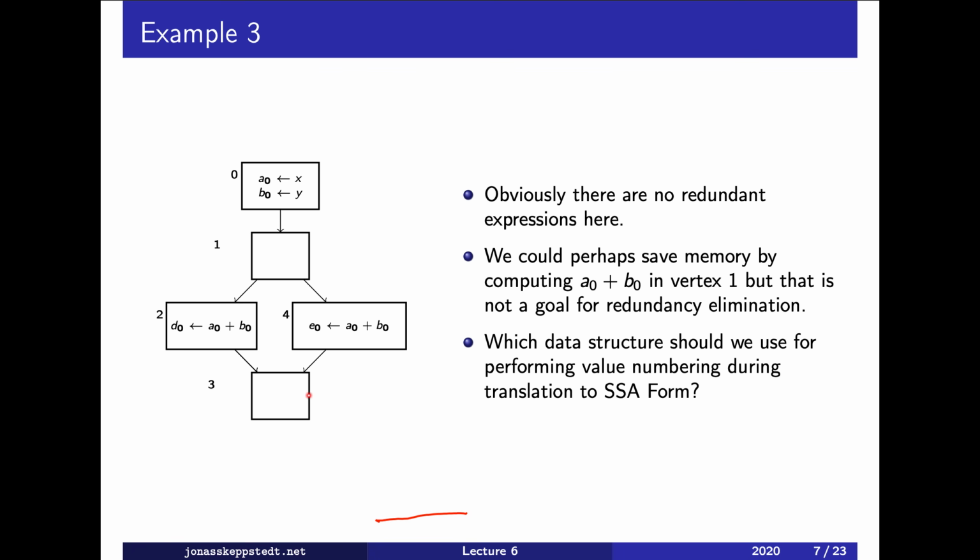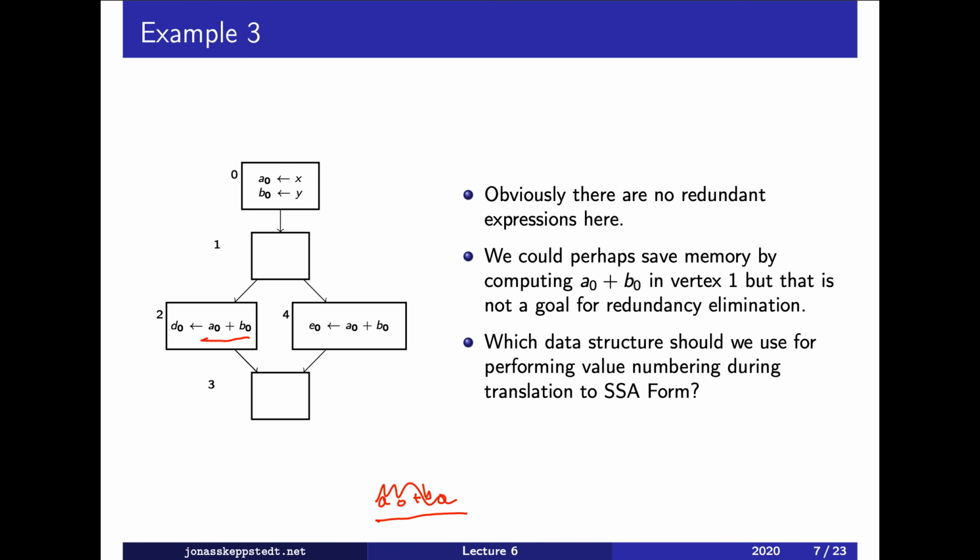Okay, when we come to vertex 2, we will push A0 plus B0. Then when we are finished with vertex 2, there is no child in the dominator tree, so we will remove this hash table, and then eventually we will come to vertex 4, and we will not find this occurrence of A plus B since it does not dominate this occurrence, and therefore this is very nice.